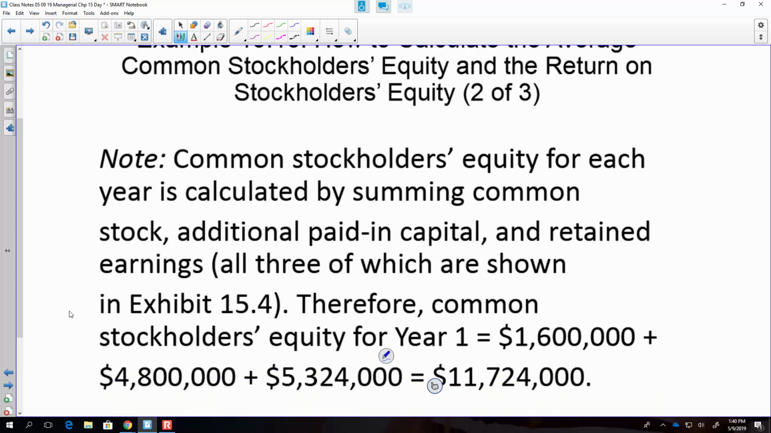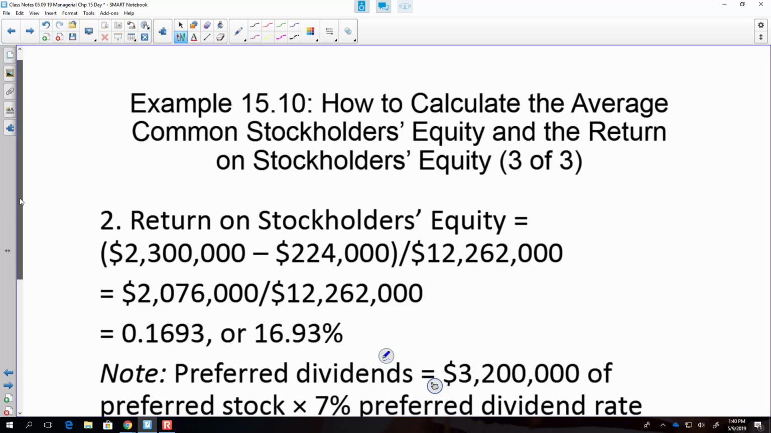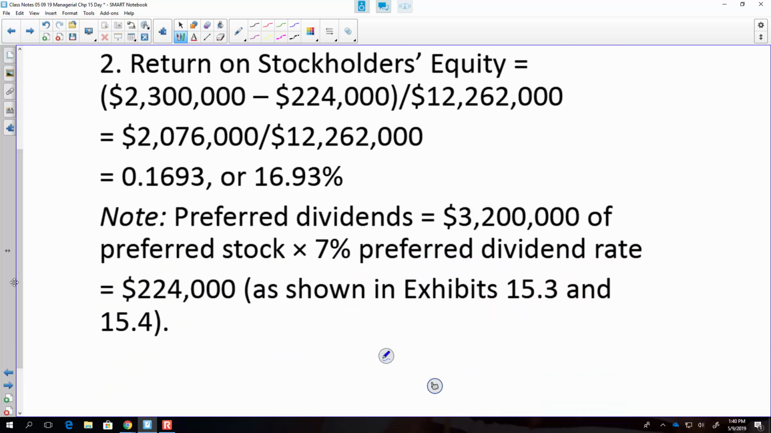This is just the computation, and they end up with a number, a percent. Again, here it's 16% roughly. Once we subtract off the preferred dividends, remember, that is taking the percentage, the 7%, and multiplying it by the par value of the preferred stock, and that's what gives us our 224 amount. They get that amount paid first, right?